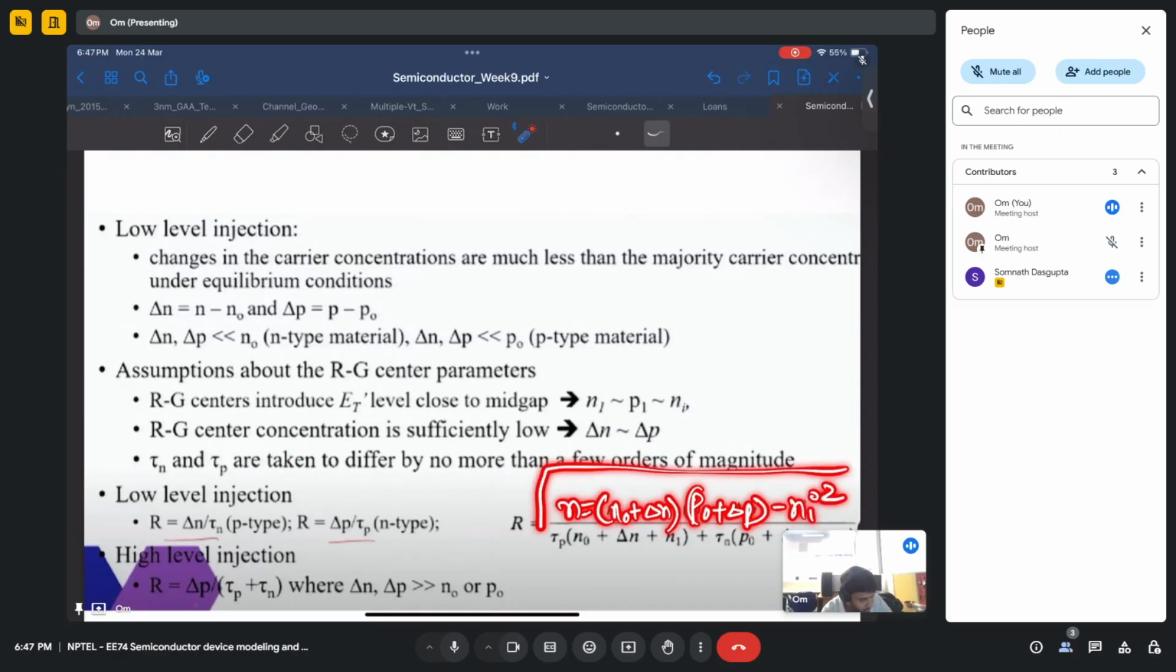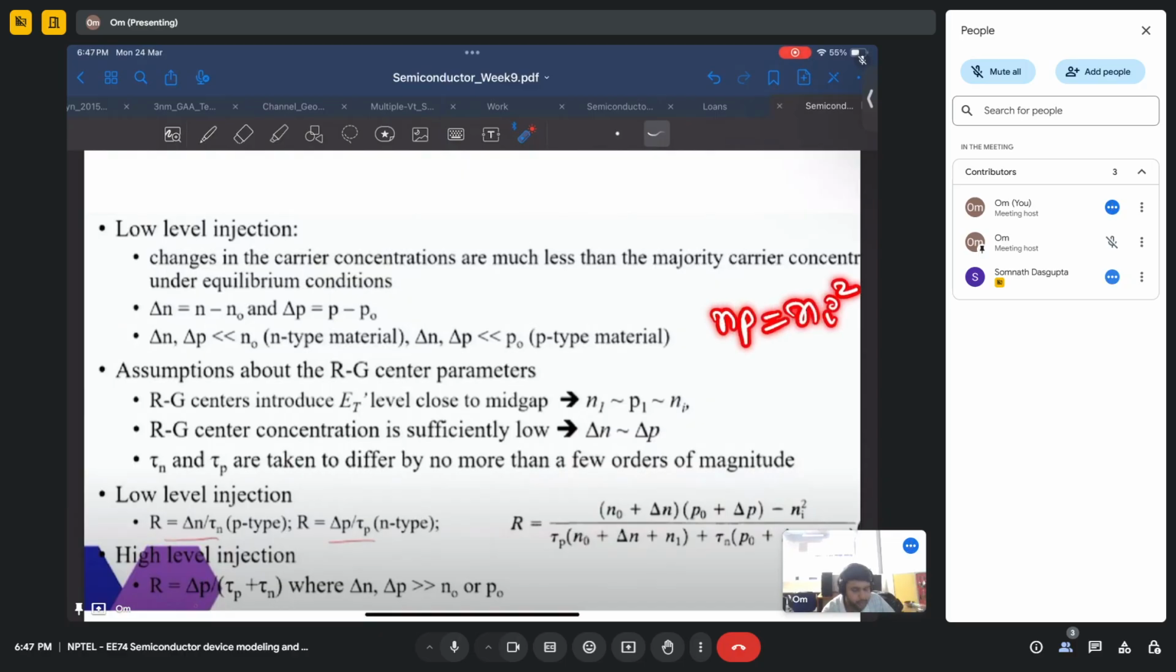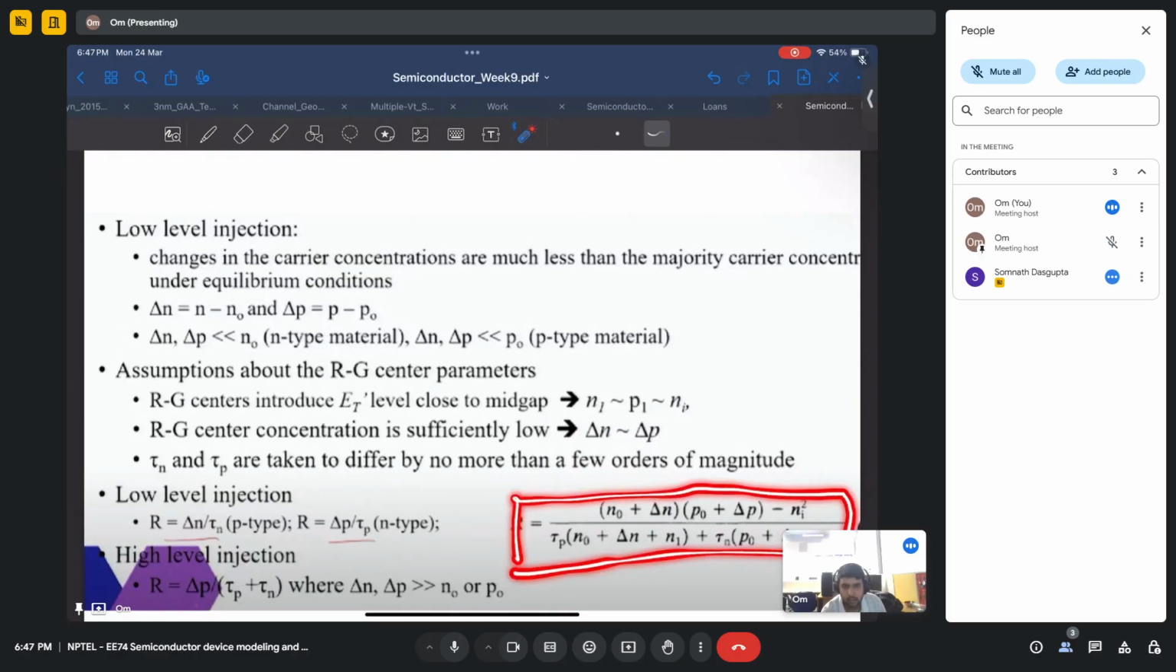So this difference in the equilibrium, we know NP is NI square in equilibrium. And when there is some disturbance or perturbation, this NP is no longer equal to NI square. So whatever is excess is generated or recombined, we find by subtracting this NP minus NI square. So this will always be there when we talk about recombination or generation. Now, with this assumption of low level injection or high level injection, we simplify this equation to neglect those terms which are not important for us.